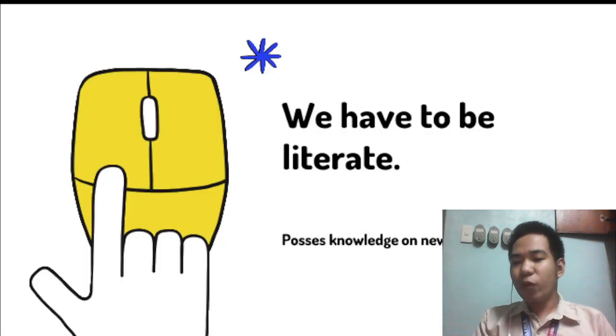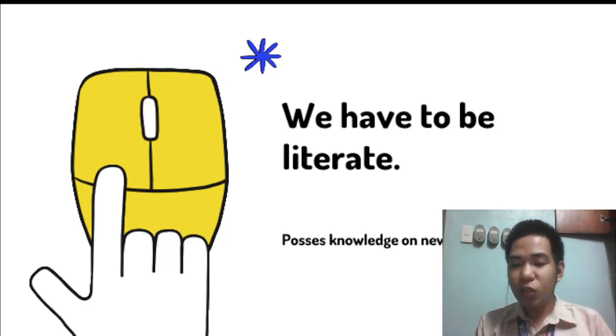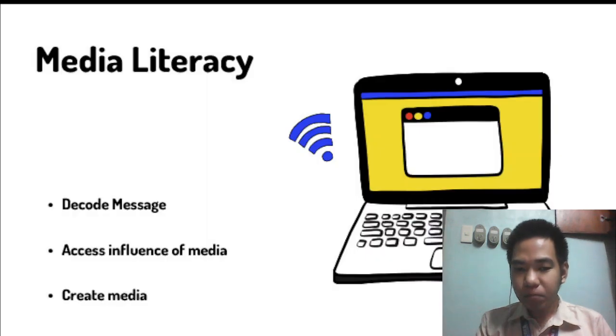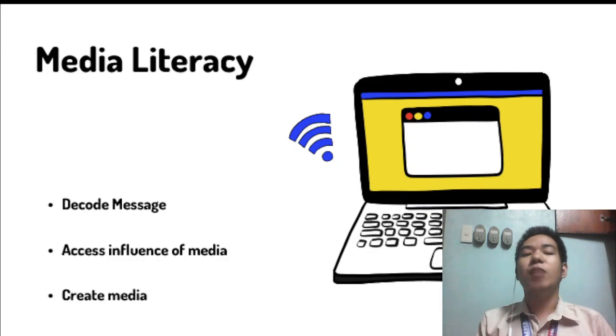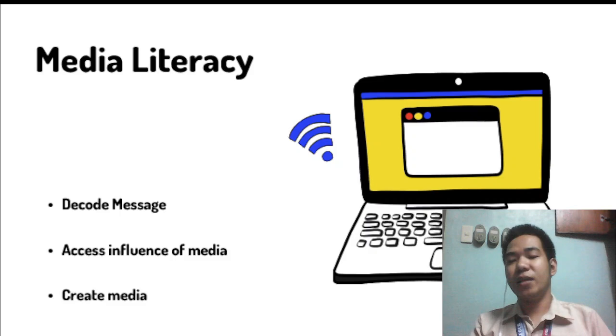Now that we already know what digital media is, we also have to possess the ability to be literate. When we talk about literacy, this is just possessing knowledge on the ground. So digital literacy means possessing knowledge on new media grounds. Okay, and why do we need to know media literacy? Because misinformation or fake news is terribly spreading online. That's the reason why we need to be media literate. Examples of media literacy include decoding messages, assessing the influence of media, and creating media as well.